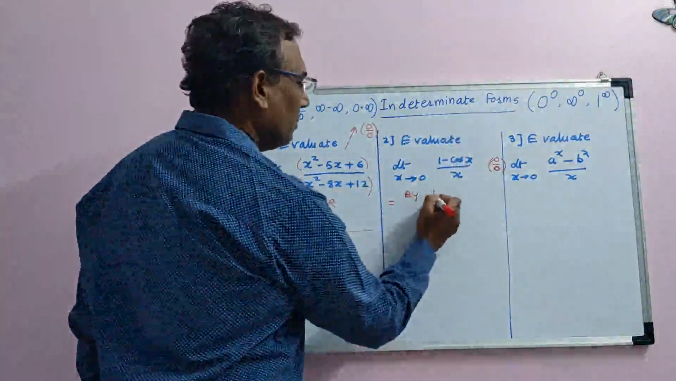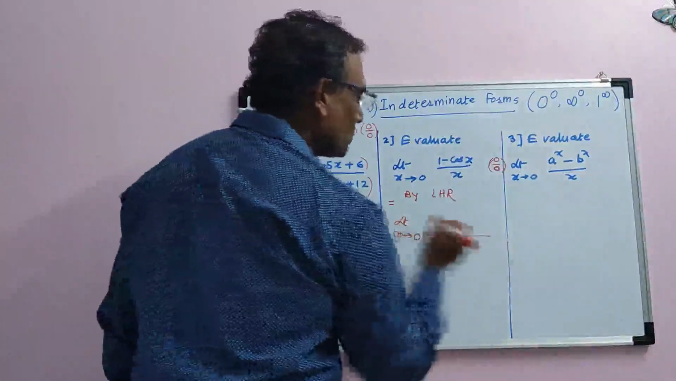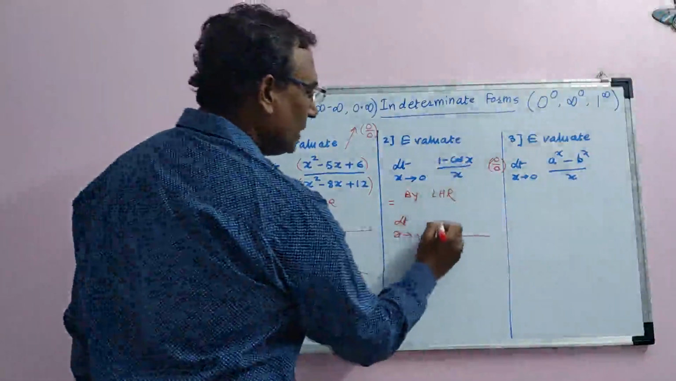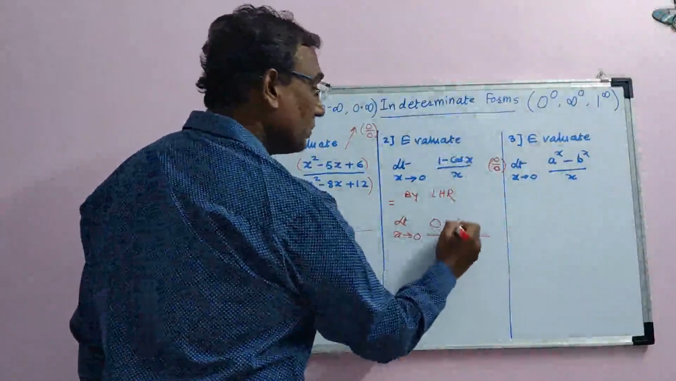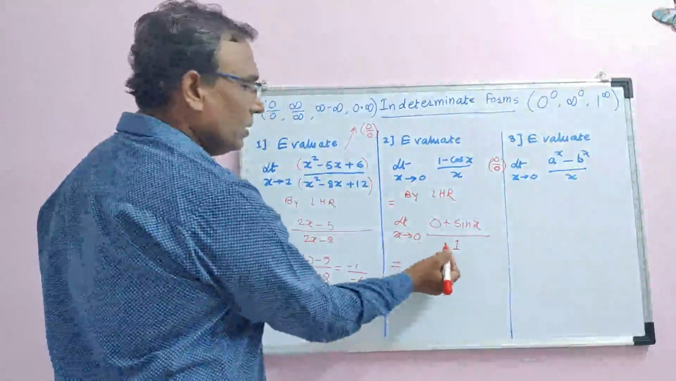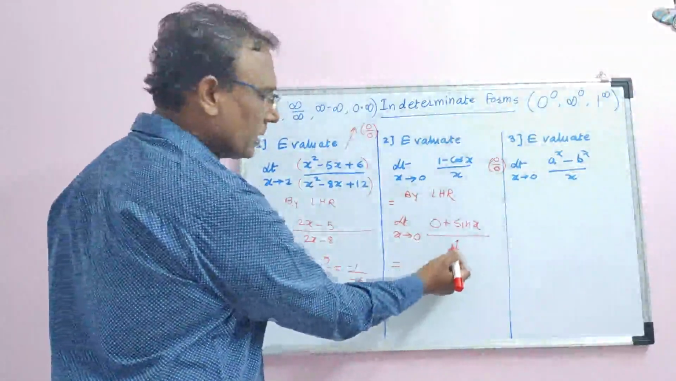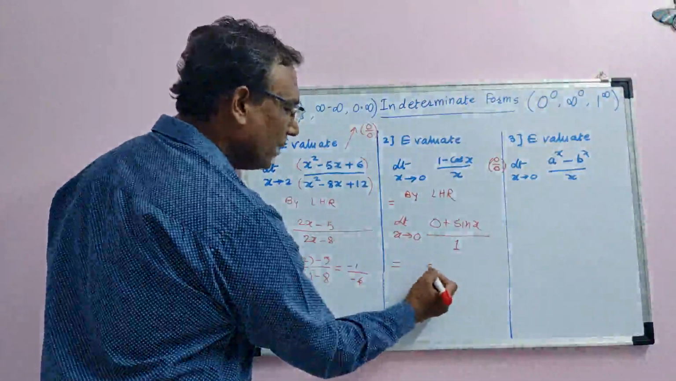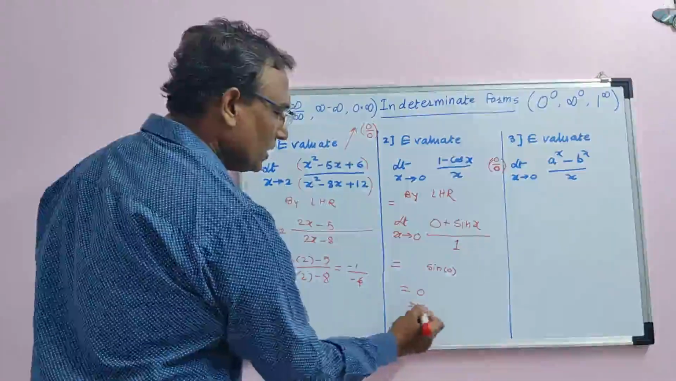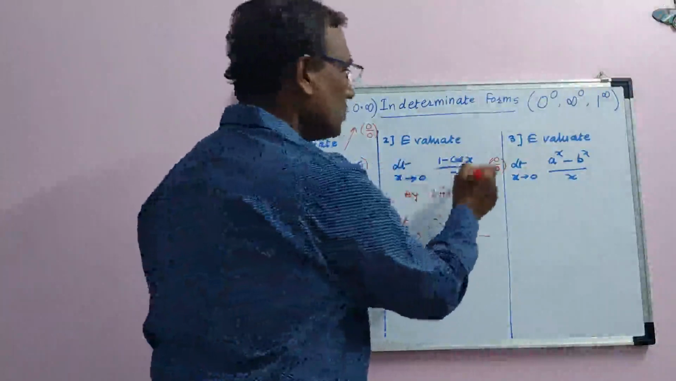By L'Hospital rule, the limit x tends to 0. In L'Hospital rule, what do we do? Take the derivative of numerator and denominator: the derivative of x is 1, the derivative of 1 is 0, the derivative of minus cos x is plus sin x, because the derivative of cos x is minus sin x, minus minus plus. Now, in the denominator we don't have x, means the denominator will not be 0 at any cost. In the next step, put x equal to 0 and sin 0 is 0. The 0 is the value of the limit of this function.